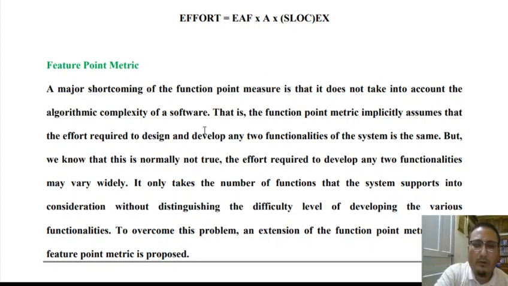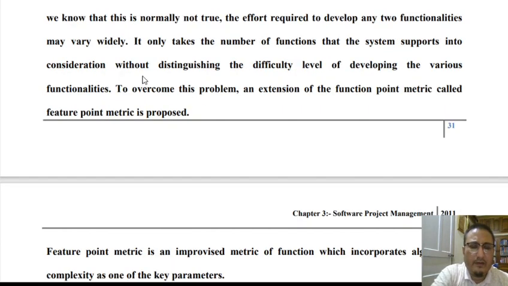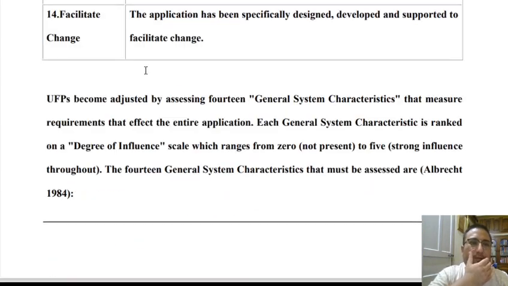So the rest of the other steps will remain the same. Feature point matrix is a refinement on function point matrix that tries to take into account one additional parameter while estimating unadjusted function point, that is algorithmic complexity. So these are the three fundamental matrices used for representing project size.